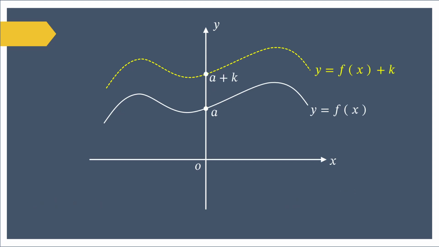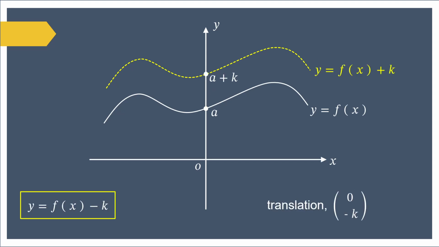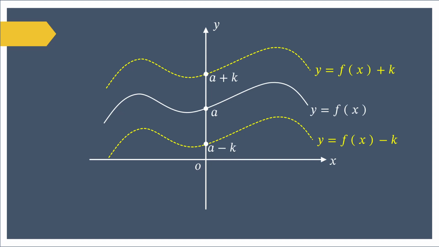Now we can also sketch the graph of y = f(x) - k, where k is a positive constant, as being this graph. And since in this case we have negative k, it means the graph shifts downwards by k units. So that is something very important for you to know.